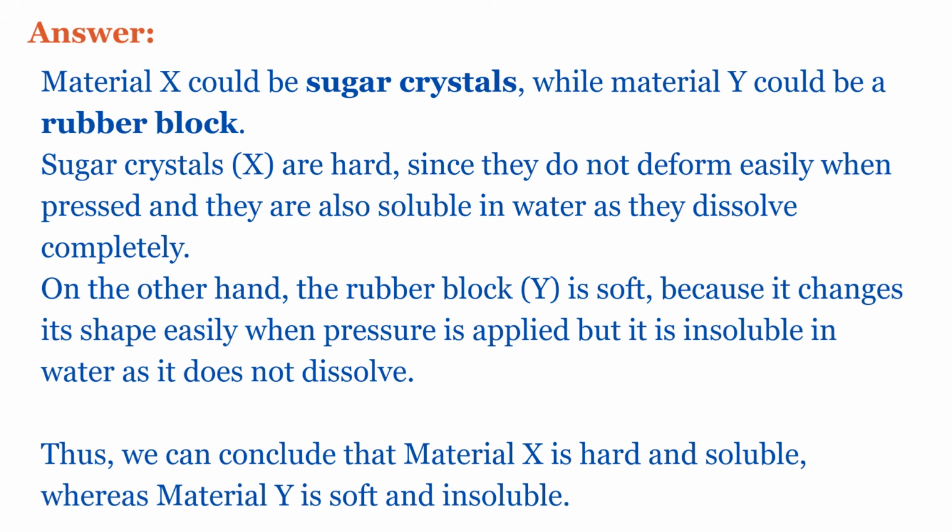So, students, material X could be sugar crystals while material Y could be a rubber block. Sugar crystals are hard since they do not deform easily when pressed, and they are also soluble in water as they dissolve completely. On the other hand, the rubber block Y is soft because it changes its shape easily when pressure is applied, but it is insoluble in water as it does not dissolve. Thus, we can conclude that material X is hard and soluble, whereas material Y is soft and insoluble.